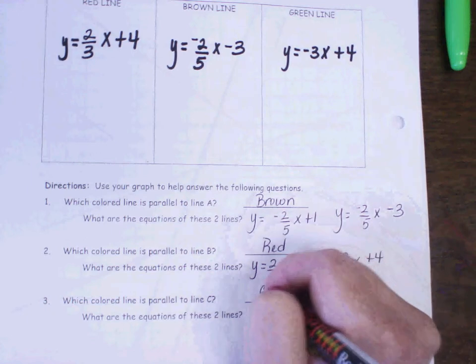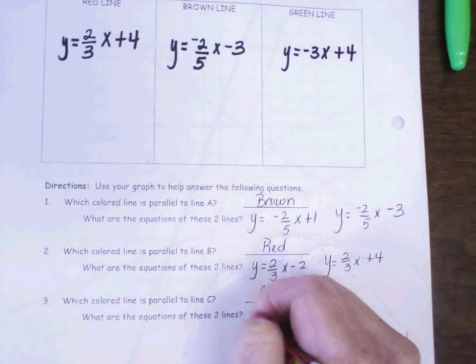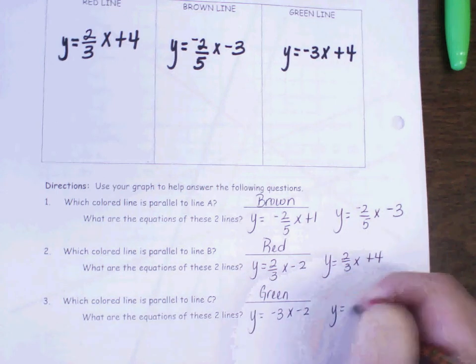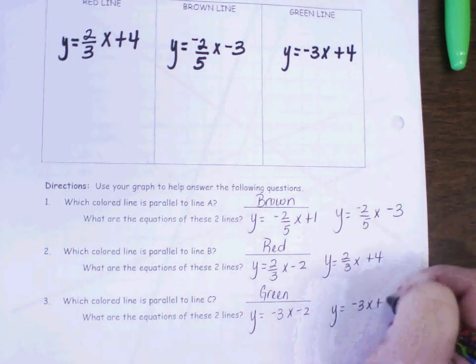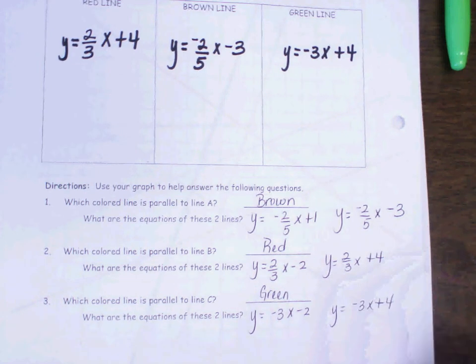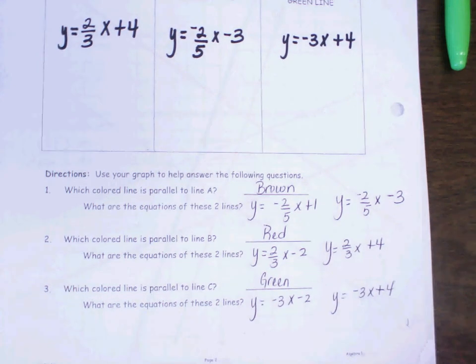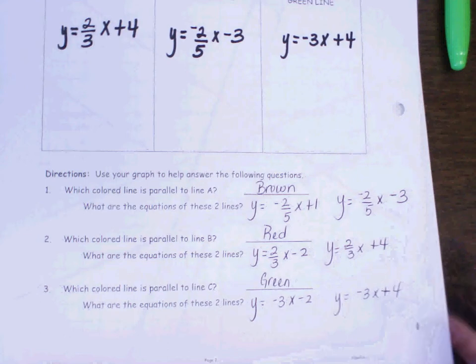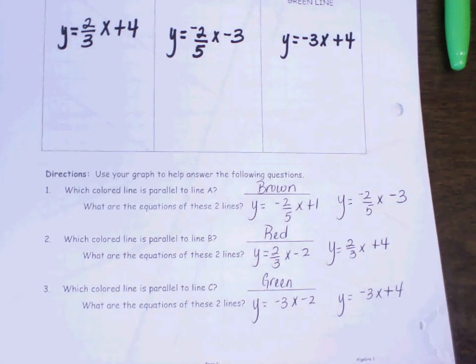All right. And then what line is parallel to C? The green. And the equations were negative 3x minus 2 and negative 3x plus 4. Tell me the shift. It shifted up 6. Good job. Very good.